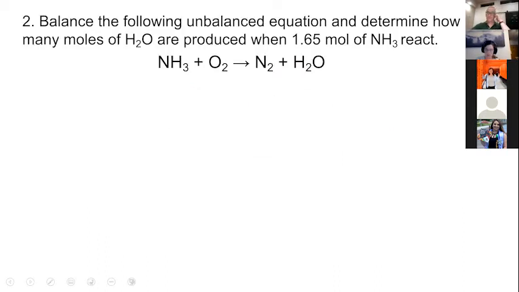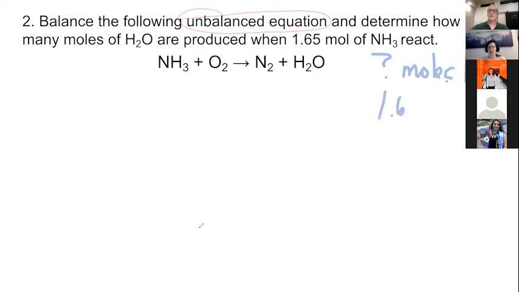So here's one here. I'm telling you that this is an unbalanced equation. So I'm sort of letting the cat out of the bag. Don't fool yourself, this is not balanced. So the question is, how many moles of water are produced? This is what we want to know, moles of H2O. And the information we're given is 1.65 moles of ammonia is reacted. So ammonia is a reactant and water is a product.